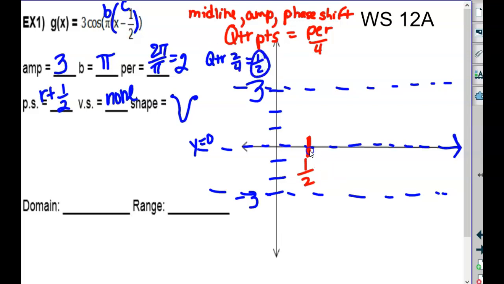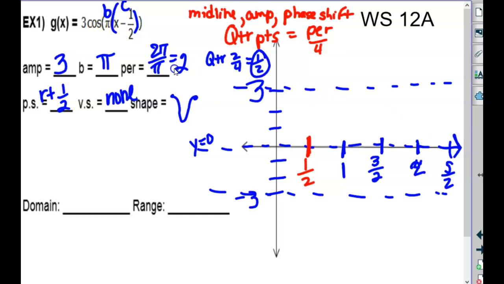So if we went to the right 1/2, and I add another half for the next quarter point, I'm at 1, right? At another half, I'm at what? 1.5 or 3/2. Then the next one would be 4/2 or 2, 5/2. Now, where's this going to start? Or stop, I mean, sorry. Where's it going to finish? Is it going to finish at 2? Which is it?